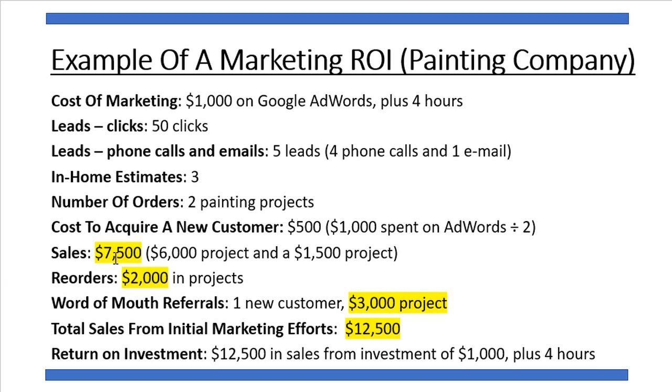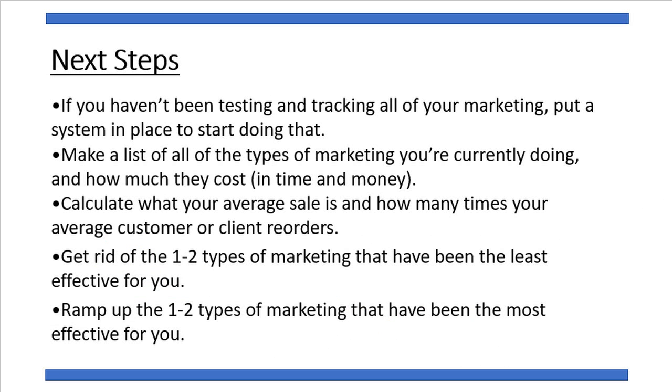Then we need to actually track how much they bought. In this example, they bought $7,500 worth. One person spent $6,000 and the other spent $1,500. Over the course of time, they also reordered $2,000 worth, and they sent us 1 new client who happened to spend $3,000. So altogether, we would have 7,500, 2,000, and 3,000, or $12,500 is what we got back from that initial $1,000 investment. That shows you how to track how much you made on your marketing investment.